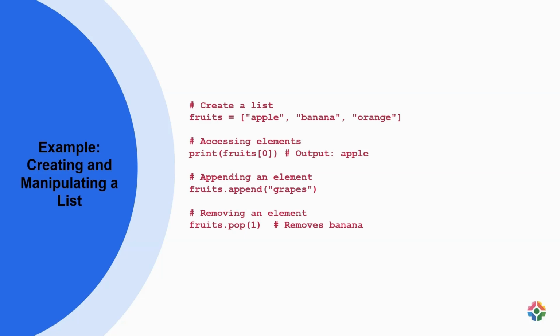To add an element to the end of the list, you can use the append method. For instance, fruits.append(grapes) will add grapes to the list. To remove an element from a specific position in the list, you can use the pop method. For example, fruits.pop(1) will remove the element at index 1, which is banana, from the list.